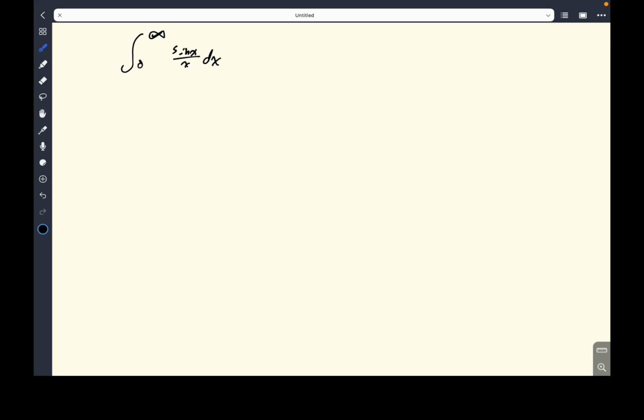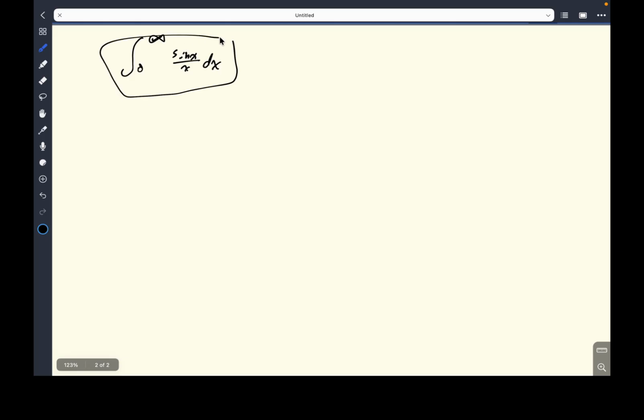Hello, in this video we're gonna see how we should solve this demonic looking integral from 0 to infinity of sine x over x. There are many ways that we can do this integral, but the most common way is Feynman's technique. Feynman's trick is that we can differentiate a function under an integral. So how does this work?